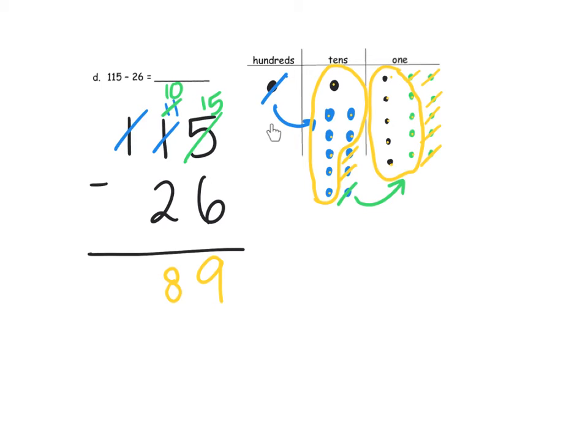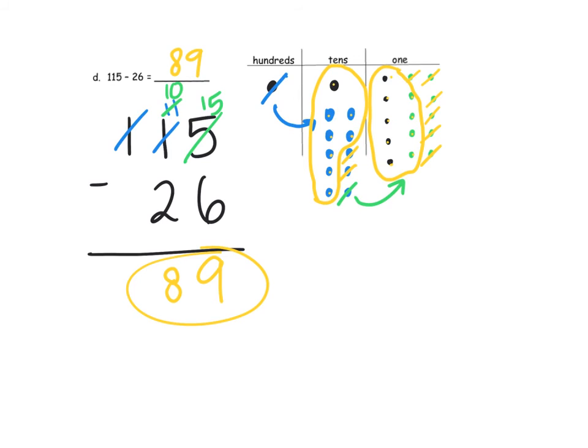Okay, and then my hundreds place, I have no 100 anymore, so I don't have to do any subtraction. It doesn't exist anymore. So 89 is the final answer. So I would put up here 115 take away 26 is 89.